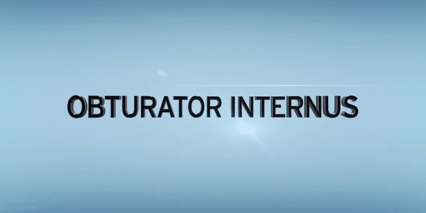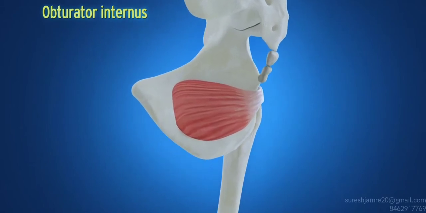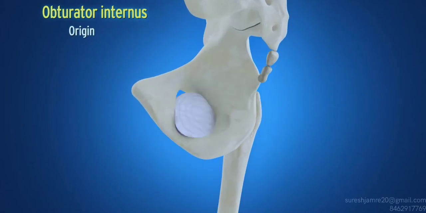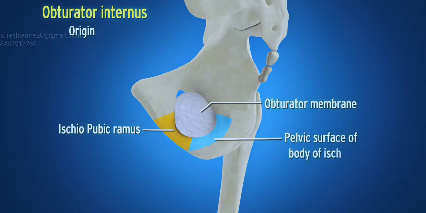Obturator internus. Origin. The muscle arises from inner surface of obturator membrane, adjoining ischiopubic ramus and upper part of pelvic surface of body of ischium.